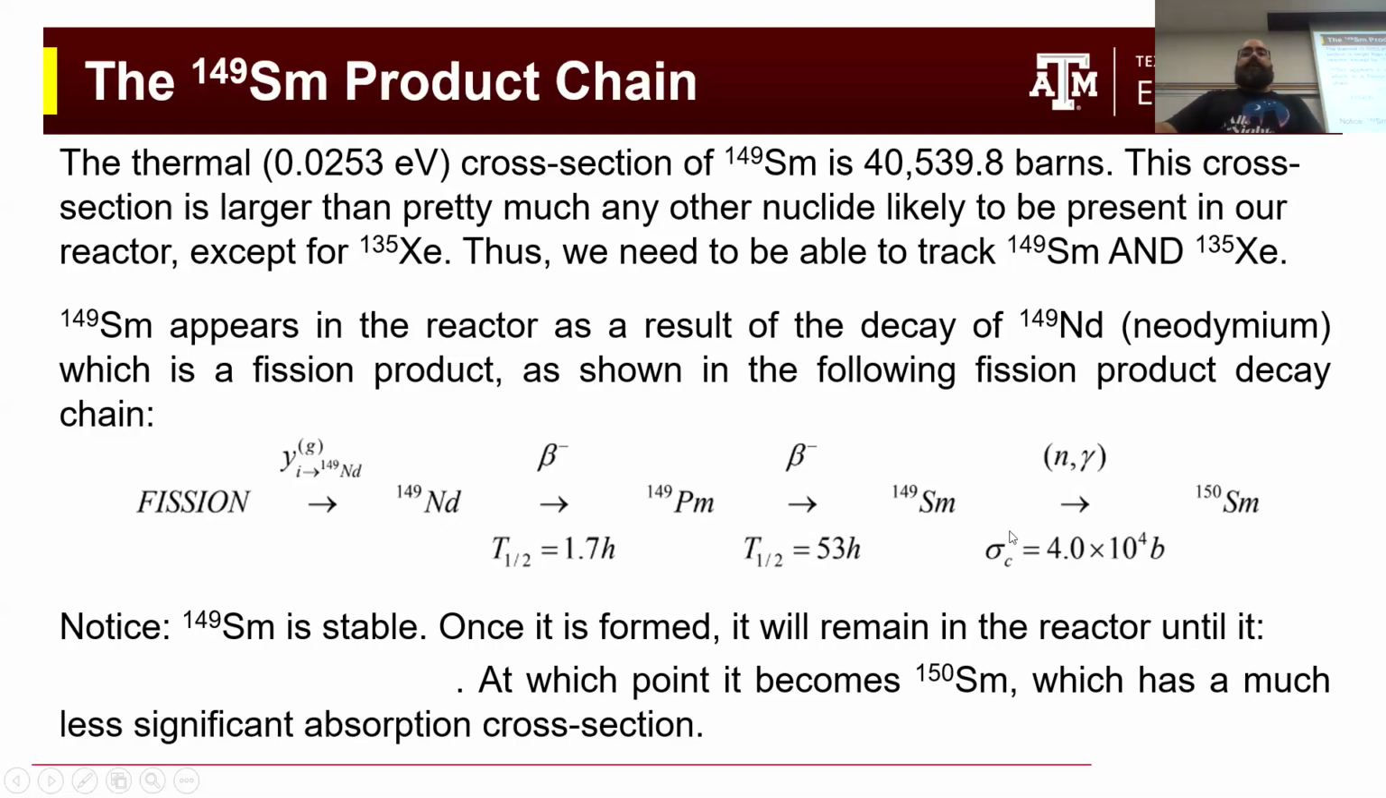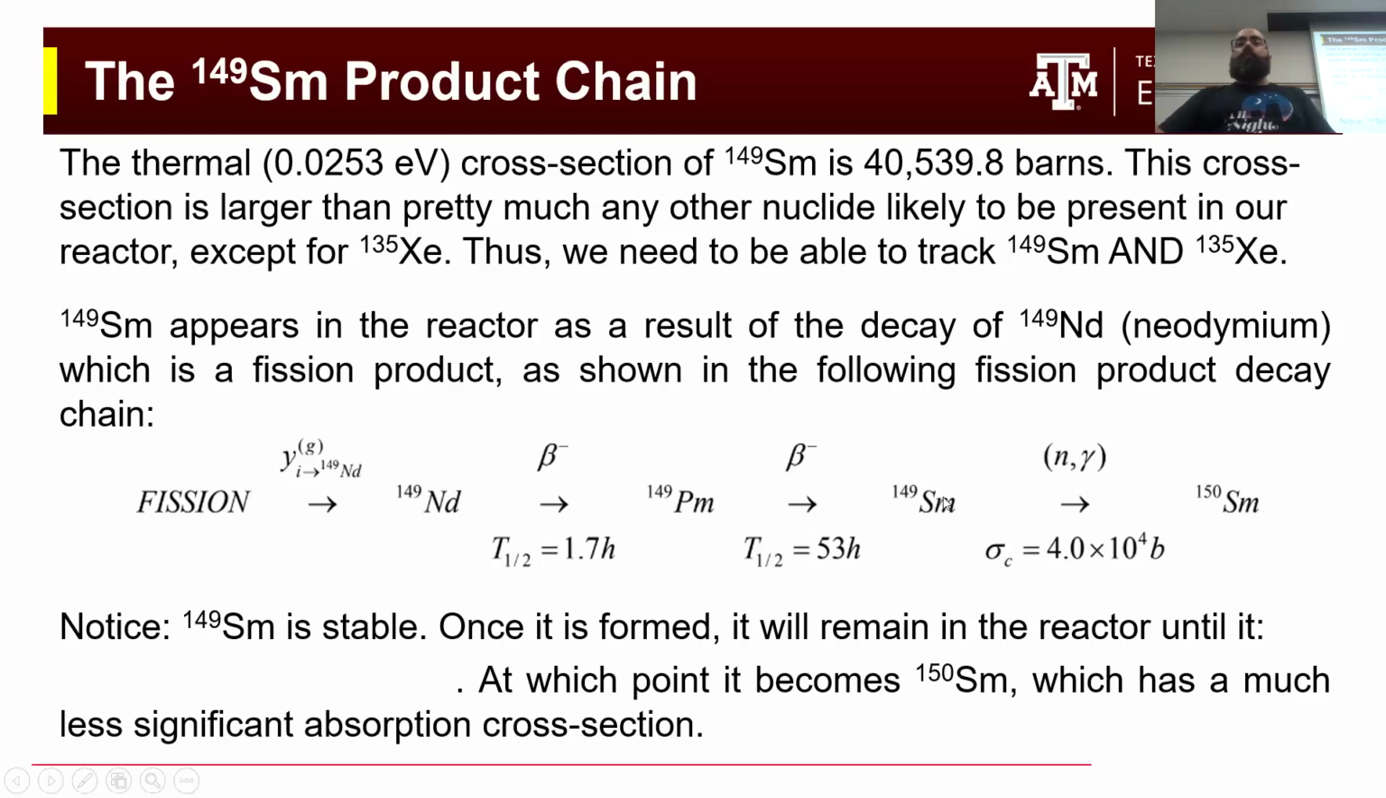Once samarium gets born into our reactor, the only way that we get rid of it is by it capturing a neutron. Samarium 149 is not radioactive, so the only way that the samarium gets used up is by capturing a neutron with its super large absorption cross section. Once samarium 149 absorbs a neutron, it becomes samarium 150, which is not super relevant to our reactor operation.